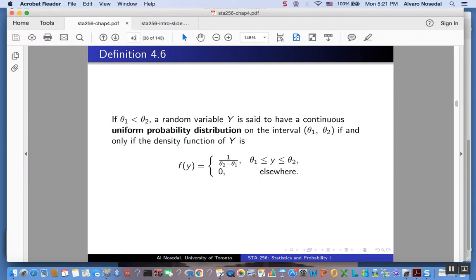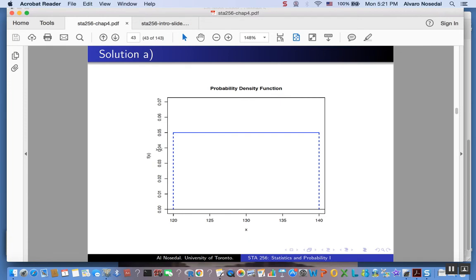I prepared that for you here. Between 120 and 140 we have a flat, horizontal line at 0.05. Make sense? Okay, so that's the graph of the PDF, and it's just another way of expressing a probability density function. It's a graphical way of expressing the PDF. Okay, now part B. Let me go back to the problem here.